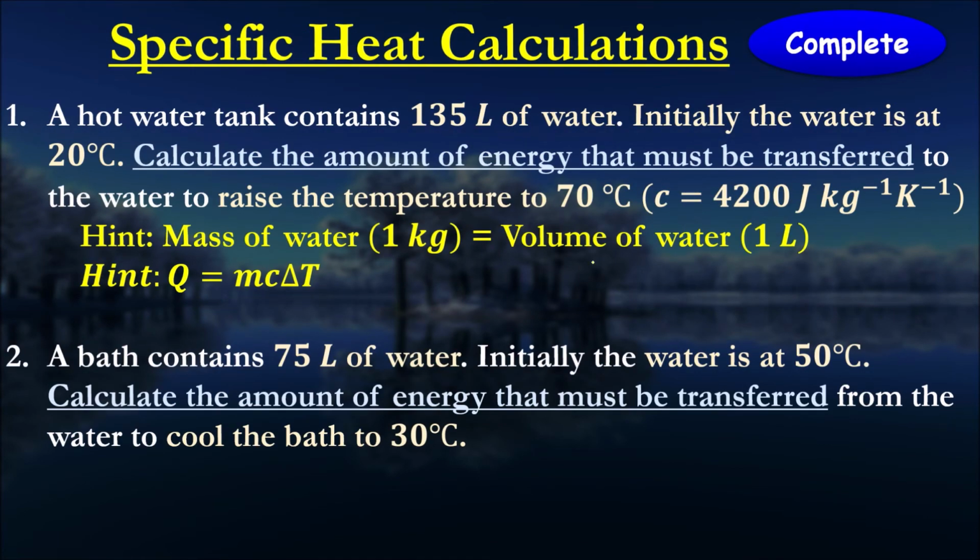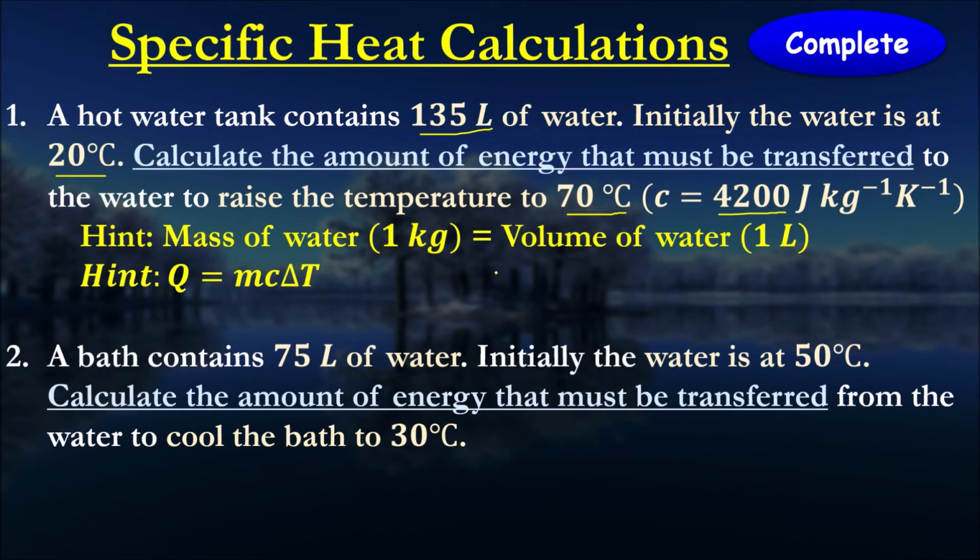Alright, so that's enough explained. Let's go on and do some calculations. Question 1, we have a hot water tank containing 135 liters of water. Initially the water was at 20 degrees Celsius. Calculate the amount of energy that must be transferred to the water to raise the temperature to 70 degrees Celsius with a specific heat capacity of that.